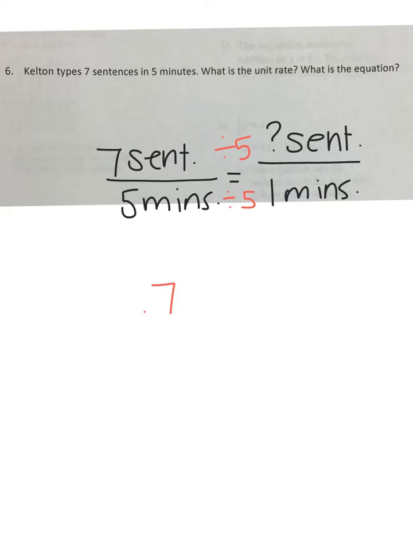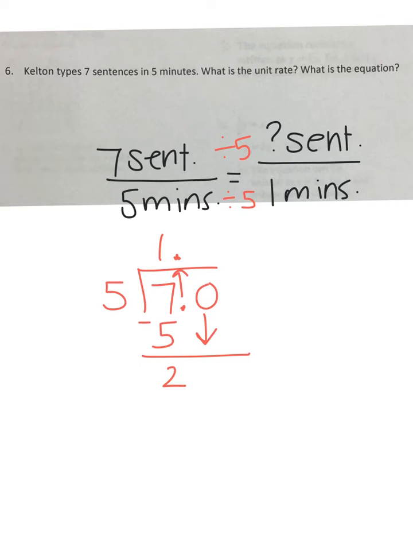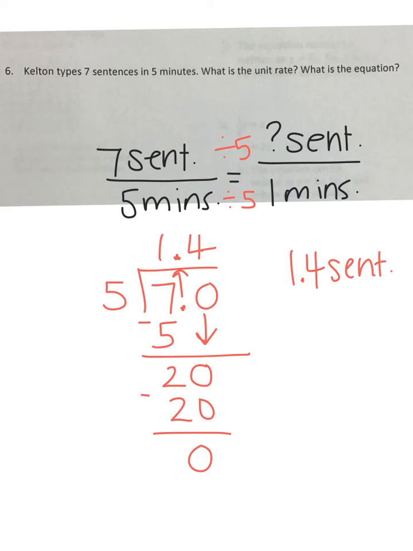So we need to do 7 divided by 5 to find our unit rate. 5 goes into 7 1 time. Do our subtraction. We're left with 2. Since that's a 7, a whole number, we put our decimal after. We can shoot that through the roof. And then we add a 0. 5 can go into 20 4 times. So we'll put our 4 and do our subtraction. This tells us that Kelton can type 1.4 sentences in 1 minute, which is our unit rate.